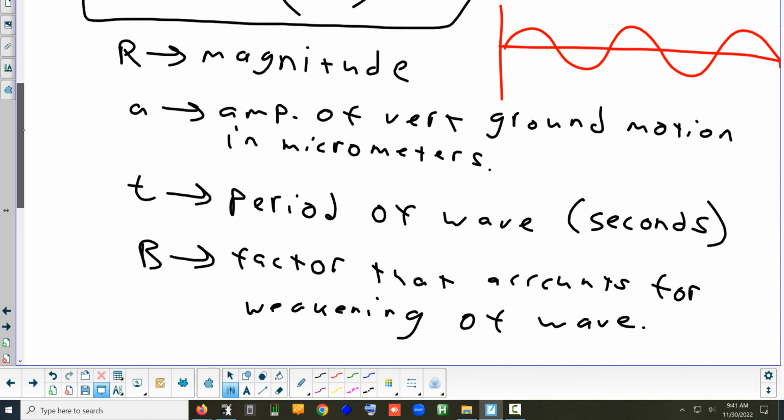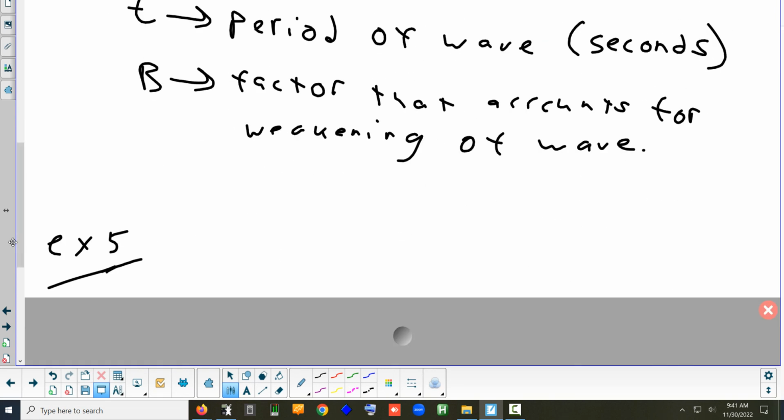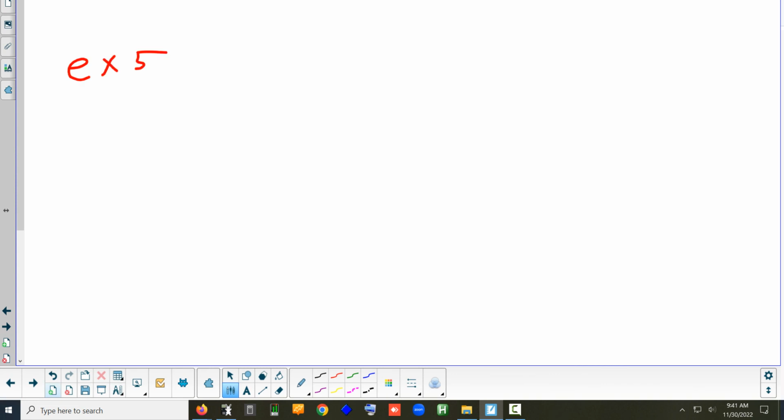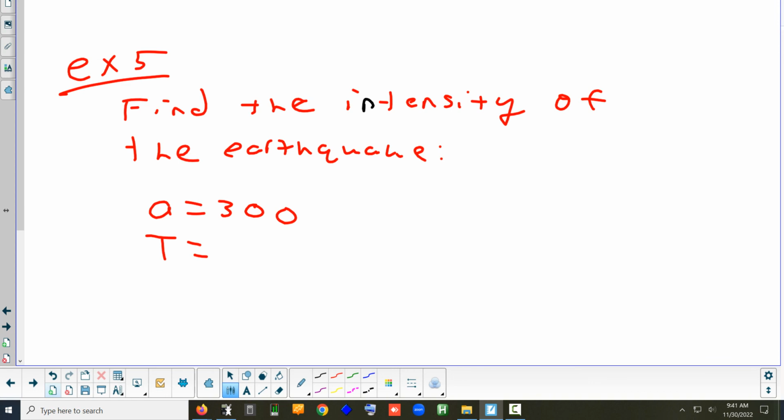Does everybody have what the letters stand for and the formula? Next, let's do our last example. Number 5: find the intensity of the earthquake. So let's say the values are: A is 300, T is 2.5, and B is 4.3. So find the intensity of the earthquake.